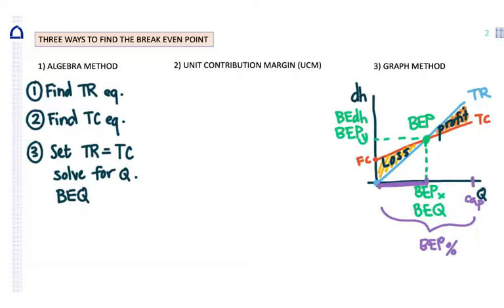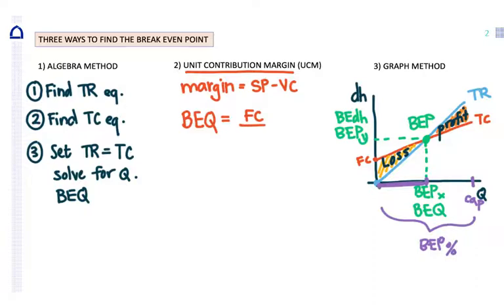Okay? Now, a lot of people don't like to do algebra, and it turns out that there is a quicker method. It's called the margin method, or the unit contribution margin method. Now, just as a reminder, the margin, sometimes it's called markup, is the difference between the selling price and the variable cost. So the margin method is really just a formula method that says you can find the break-even quantity by just doing the fixed cost divided by the margin.